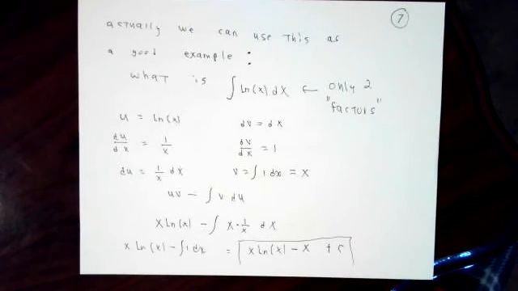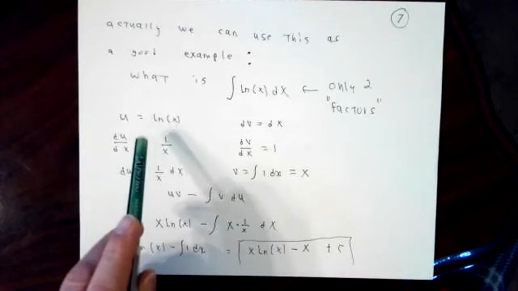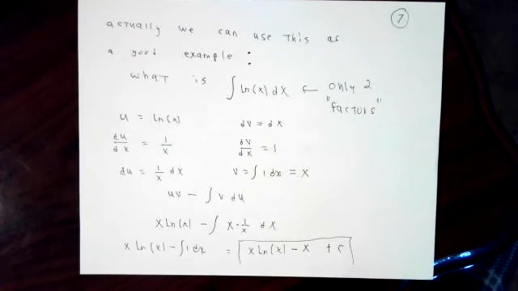If I look at the integral of natural log x dx, there's only 2 factors. So if this integration by parts idea is going to work out for me, one of the factors has to be natural log of x, and the other one has to be dx. I can't let just natural log x dx be dv because I don't know how to calculate that. I'm going to let u equal natural log of x.